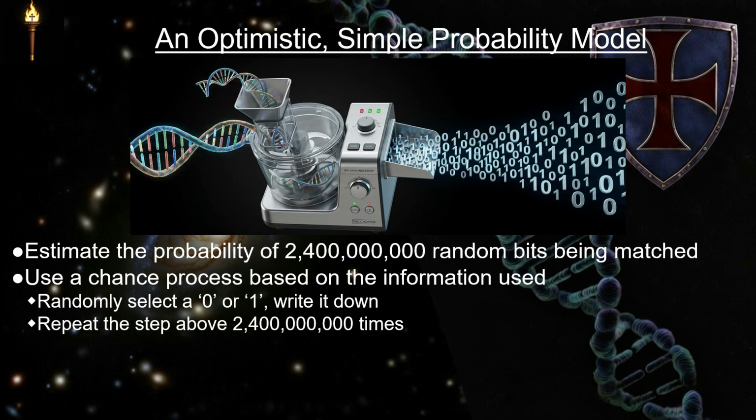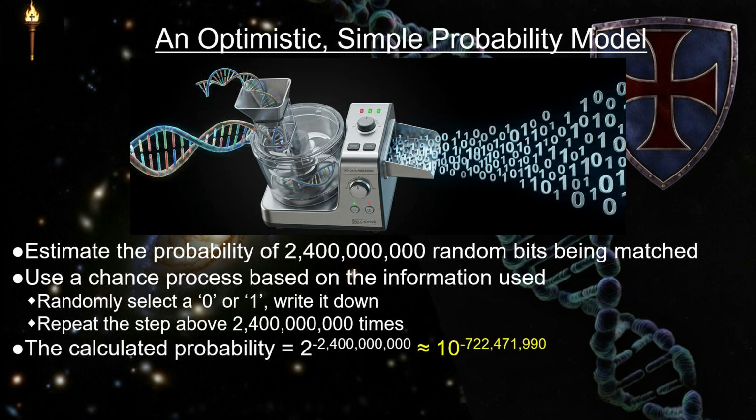This needs to be calculated by chance, and so we're going to randomly select a 0 or 1, and do that 2.4 billion times. If we were to do that, the calculated probability is approximately 10 to the negative 722 million.